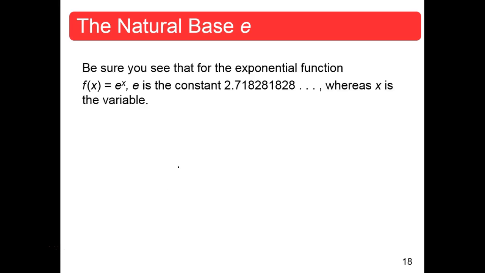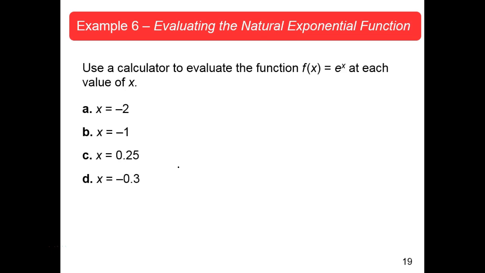Be sure you see that in the exponential function, f of x equals e to the x, e is a constant there, whereas x is the variable. Okay? E is a number. Irrational number, but a number. The variable is x. Okay? But that's still a very special exponential function. The natural exponential function. All right. So pull out your calculators and let's do some evaluation here.